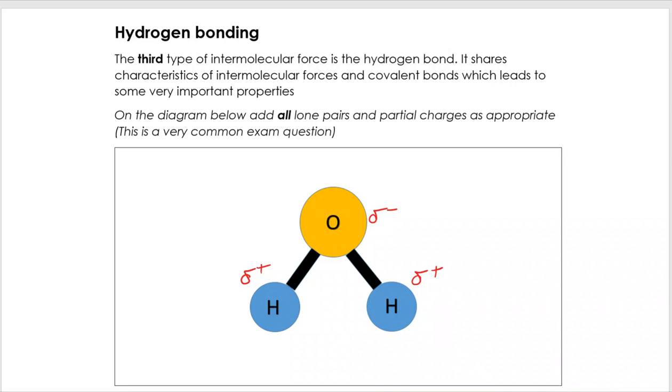Now, from your knowledge of covalent bond structures, oxygen has got 6 electrons in its outer shell, 2 have been used in covalent bonds, so I've got 4 more. So I've got 2 lone pairs on the oxygen. Now we're going to come back and use that again in a few minutes.